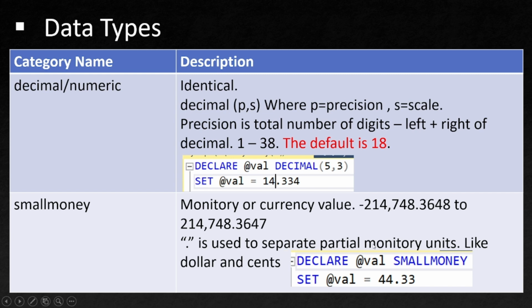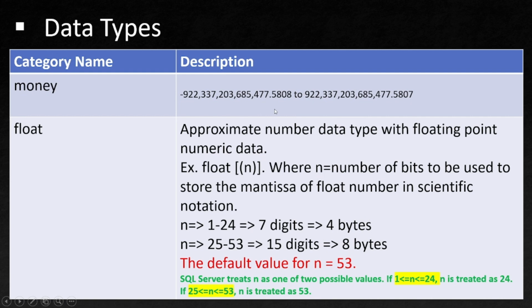Talking about smallmoney, it is another data type having this range, and it is used to store partial monetary units. Like if you have 44.33, that means $44.33 or 44 rupees 33 paise, like this. So this is how smallmoney works. Going for the next, which is money: money has a bigger range.